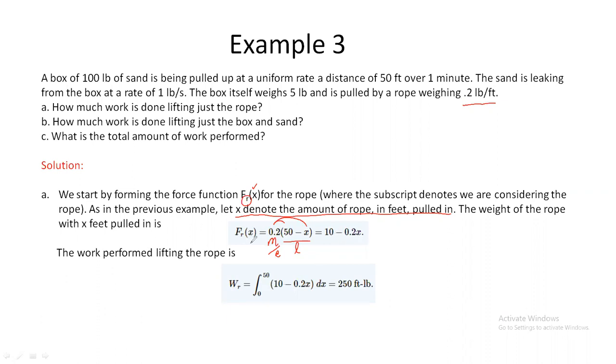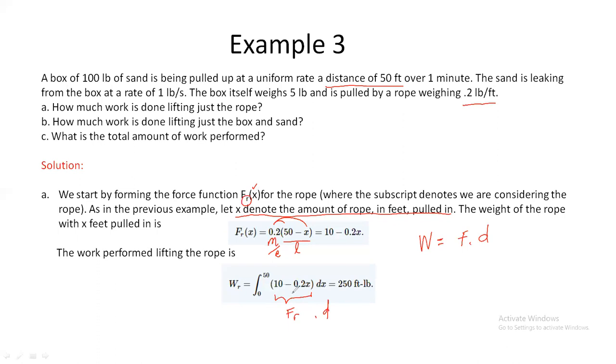And we know that work is equal to the force times the displacement. In this case, this is your force needed to lift the weight of the rope. So this is the force for lifting the rope, and this is your displacement. The dx is your displacement. The limit of your integration is from 0 to 50 because it says here that you are going to pull up the rope at a distance of 50 feet. So it's from 0 to 50.